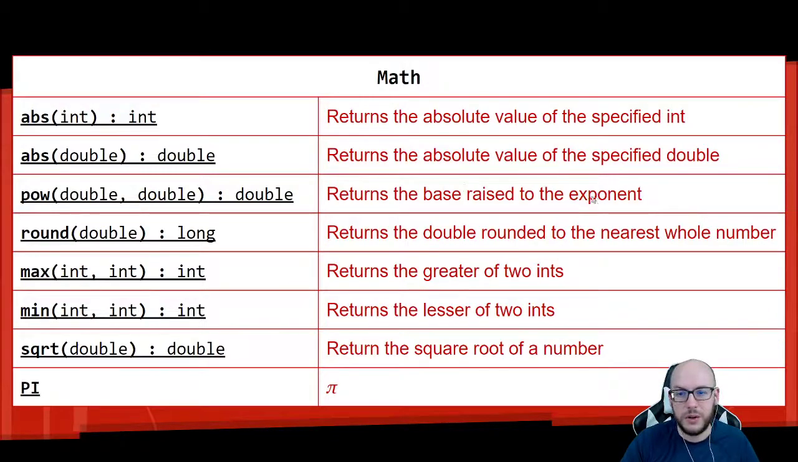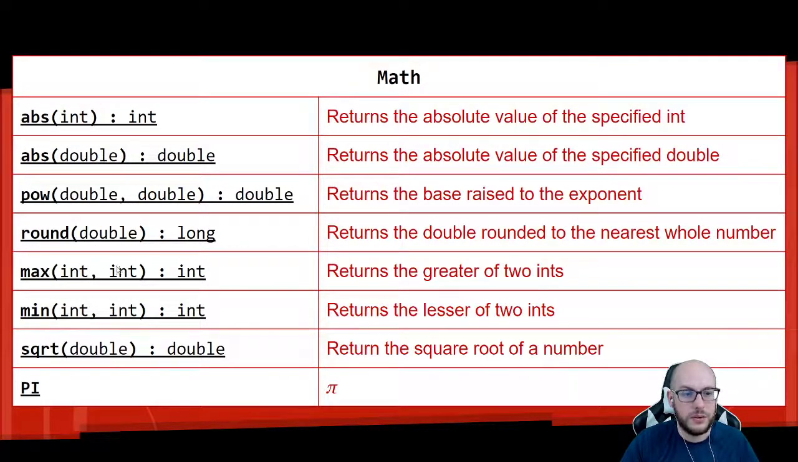POW is how we do our exponents in Java. You see it's going to take in two doubles, return one. Round takes in a double, returns a long. I won't worry too much about what a long is. It's a super large integer, but we're going to round it to the nearest whole number.